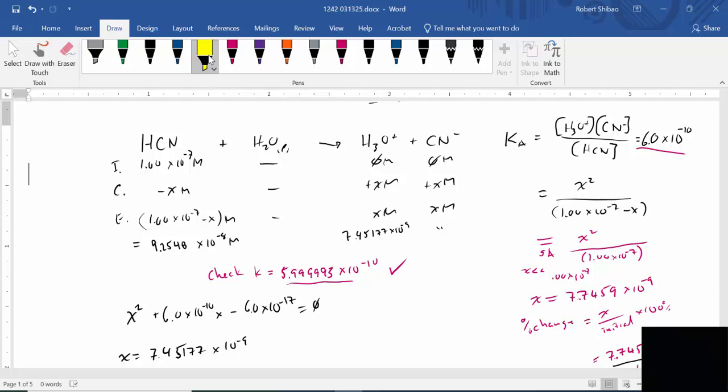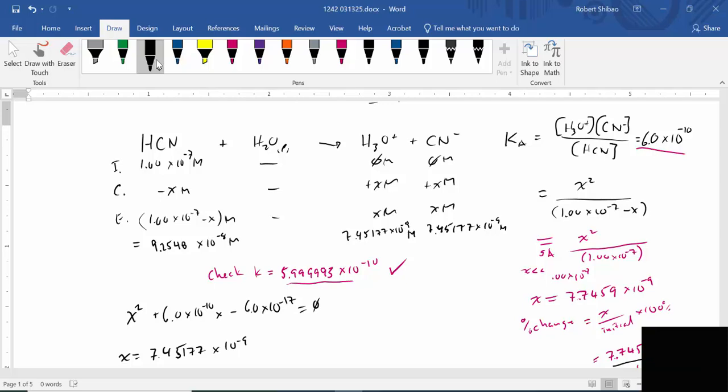All right. So these would be our equilibrium concentrations. Since I'm not quite done, I'm just going to go ahead and write it here: 7.45177 times 10 to the minus 9 molar. Now we ask ourselves, do you think water will be a significant contributor or an insignificant contributor to hydronium in this case? Insignificant? How come, would you say?